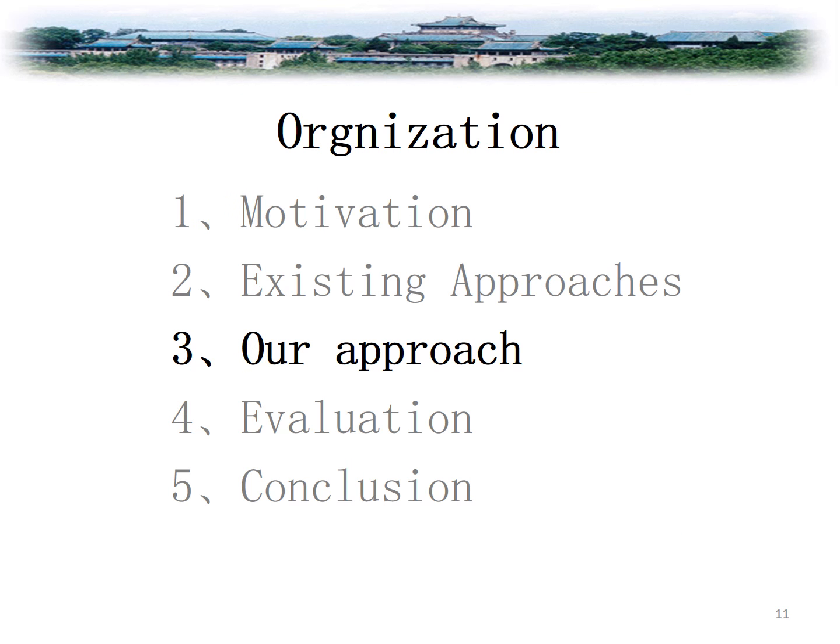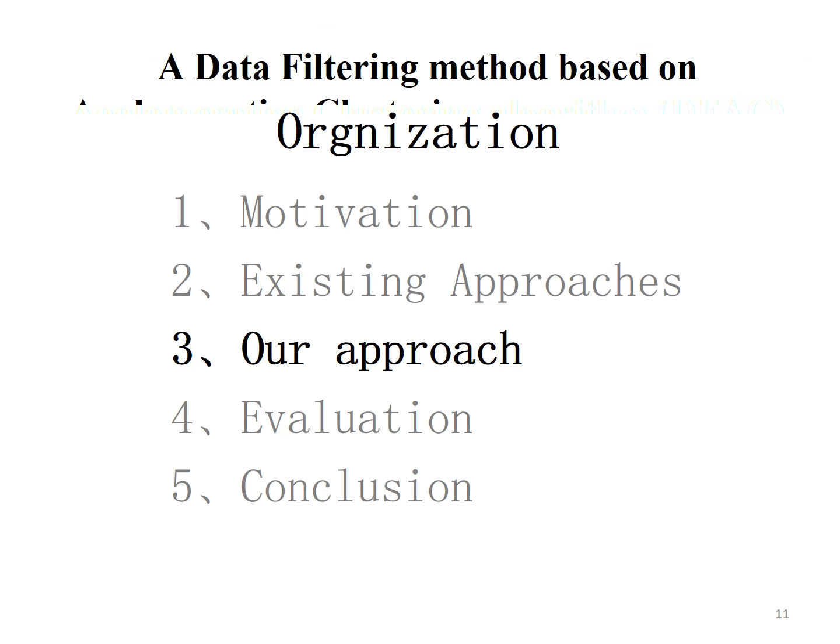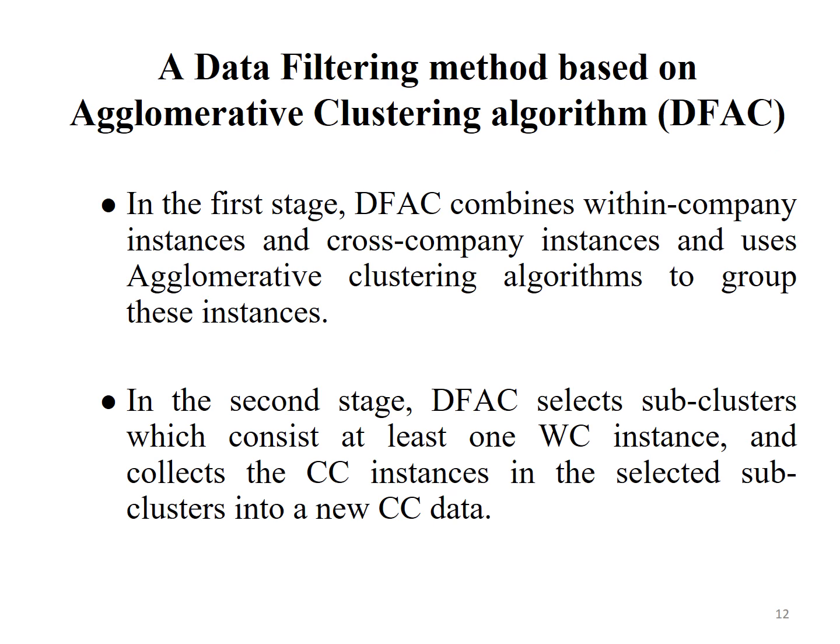So we will begin to introduce our approach. Our approach falls into the first mainstream way, which is to apply a data filtering method to find the most suitable training data. The main goal of data filtering is to select the most valuable training data for the CCDP model by filtering out irrelevant instances in CC data. In this paper, we propose a data filtering method based on the agglomerative clustering algorithm, DFAC.